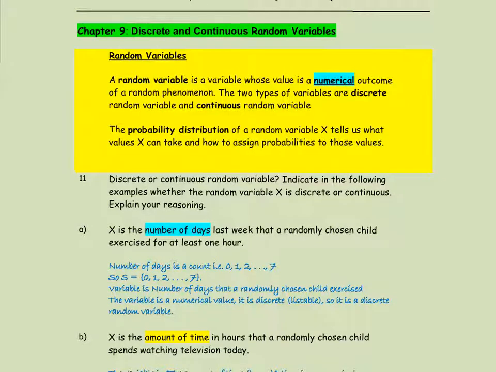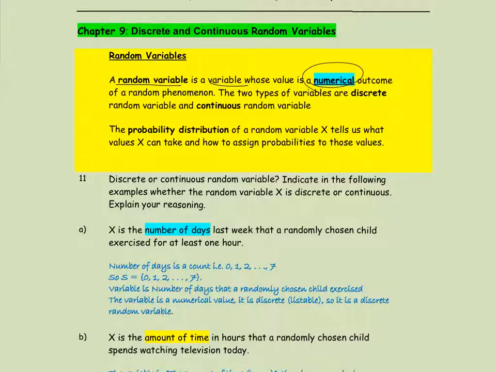Now here is an important definition. It's the definition of a discrete random variable and a continuous random variable. There are two types of random variables. A random variable basically is a variable that has a numerical outcome. So if an outcome of the experiment is numerical, it's a measurement, it's a number, then it would be called a random variable.